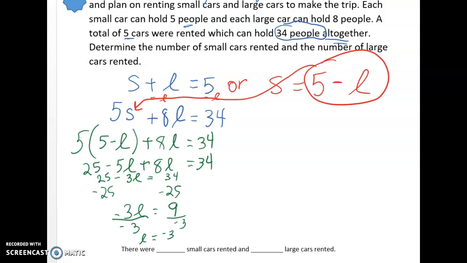That doesn't seem right. There's no way that I can get negative 3 cars. So go back through the problem. Where did I make a mistake? That doesn't work. So sometimes you have to look back for where you made the mistake.